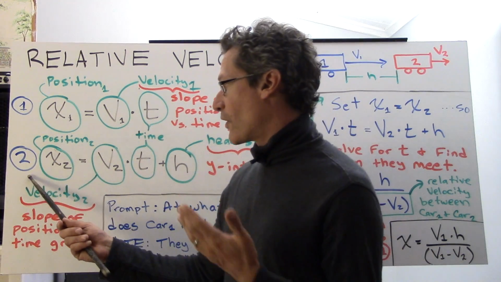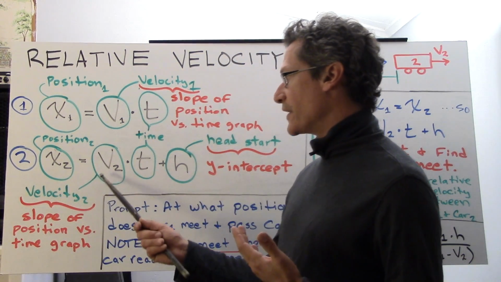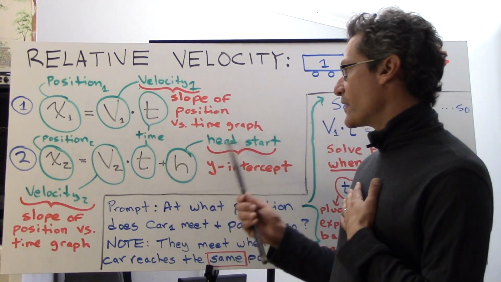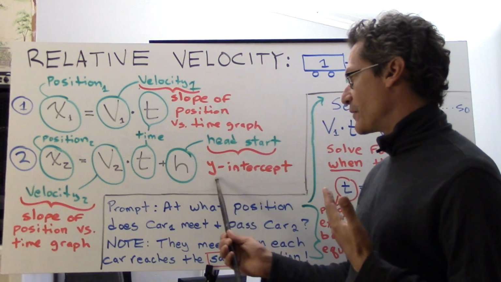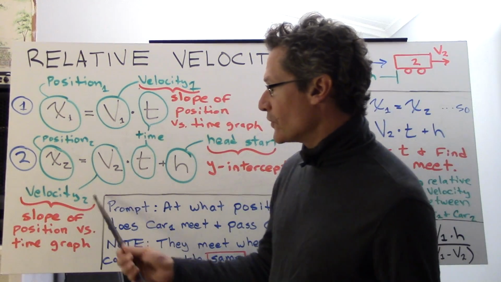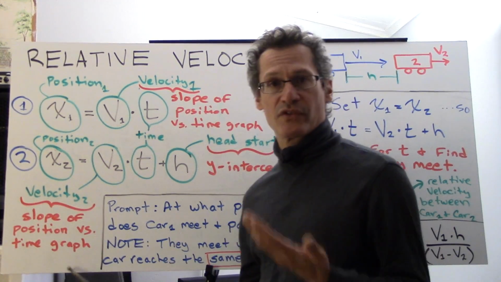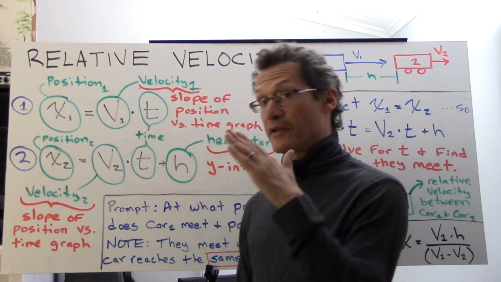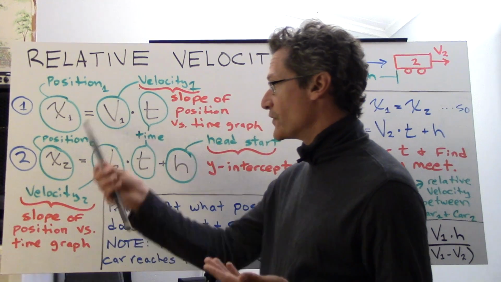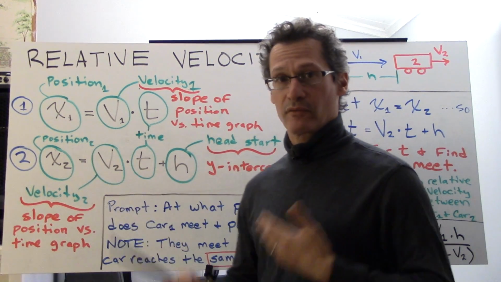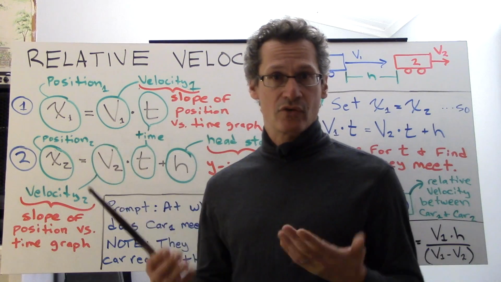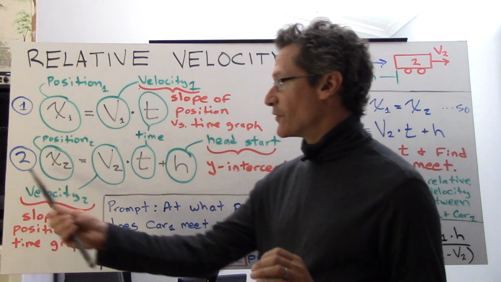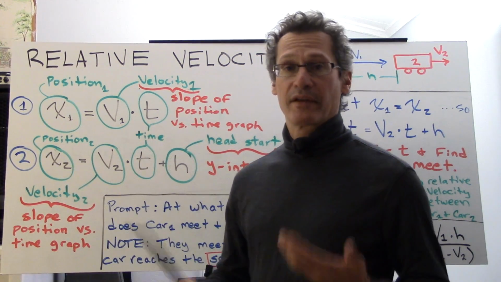And then for car 2, we have x2 equals v2 times t plus h. h is the head start and is represented by the y-intercept. v2 is also a slope on the position versus time graph. However, it's going to be slower and not as steep on that graph. So these are two separate equations of lines and two graphs that would be superimposed on one graph. This has a y-intercept, car number 2. Car number 1 will have a steeper slope.